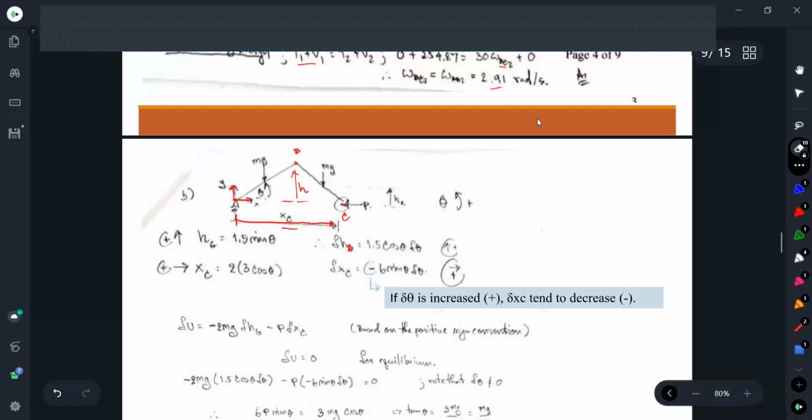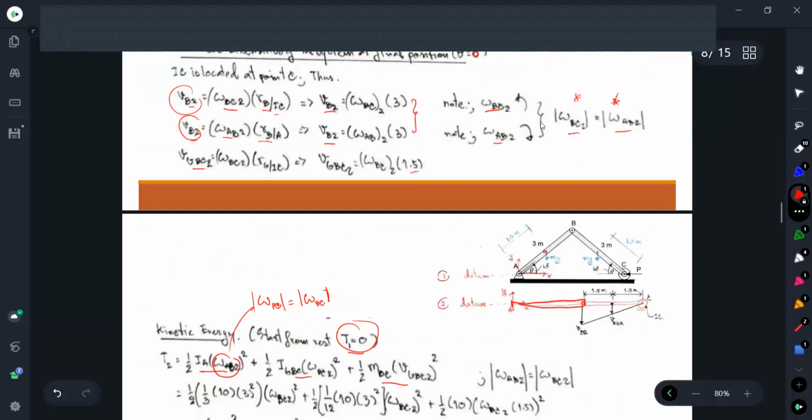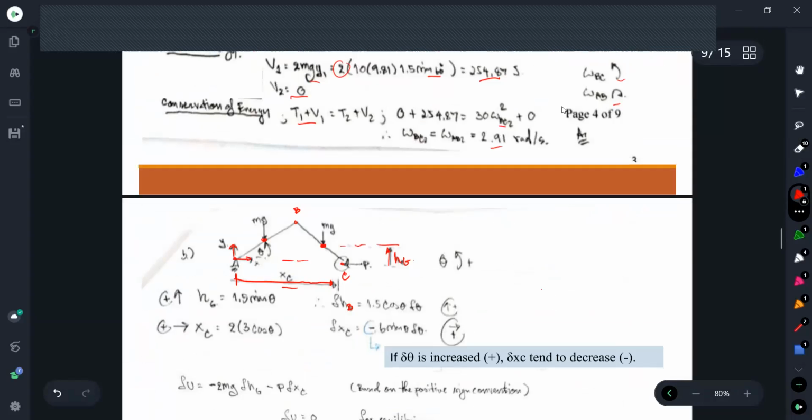Okay, not point B, we consider point G, because the gravity is located here. So then this is maybe HG here. That is 1.5 sine theta. 1.5 comes from half of 3 meters. And after we have HG, that is upward as positive, and XC is to the right as positive, according to the positive sign convention here.